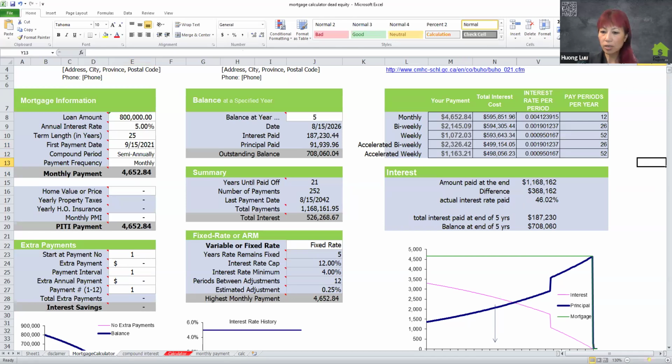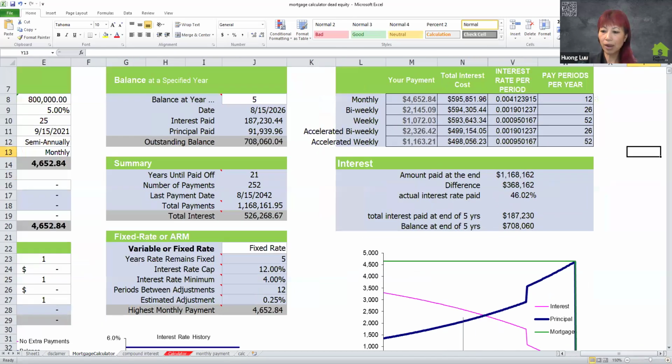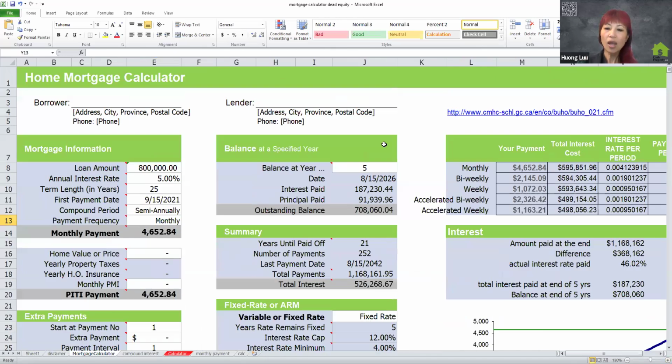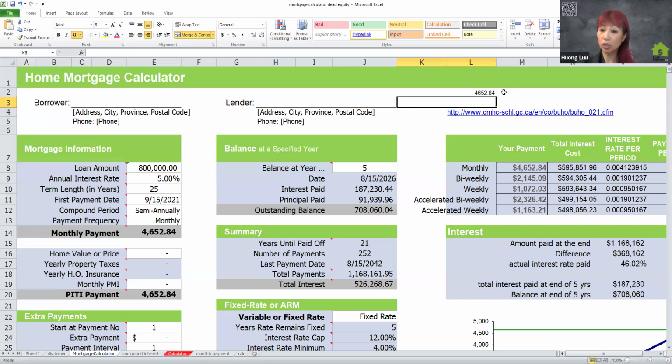I'm going to make this bigger because I know some people are asking me to always make the screens bigger. So I'm just going to put that number up here so that you can see it and we can calculate what that actually means. So $4,652 is what your monthly payment is going to be. And this is at 25 years.